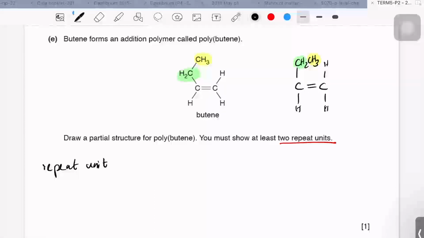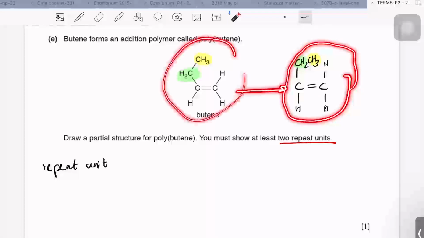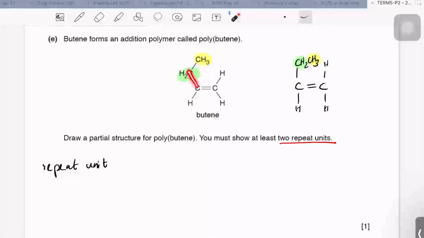Right, figure out the repeat unit of this one. Now students get scared when the molecule is given this way, but they don't understand the molecule. Even if you draw it this way, same thing. They have given the angles here. It doesn't matter. You can draw it like this or this way.